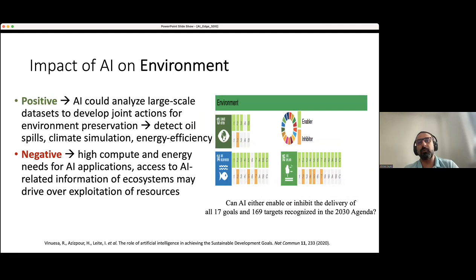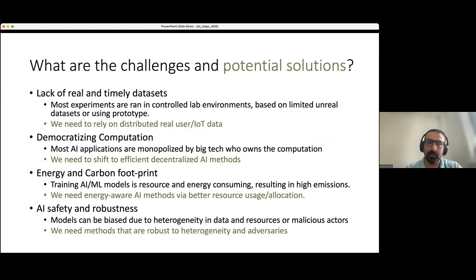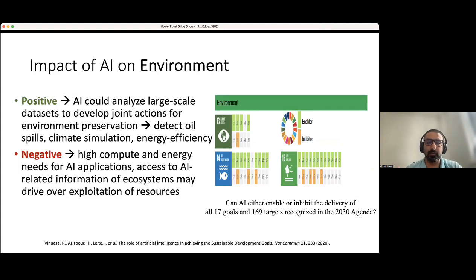And there is also, of course, the impact on environment. So the positive side of AI is that it could analyze large-scale data sets. It's designed to consume data and generate predictions and insights, which can be useful for developing joint actions for environment preservation. Like, for example, detecting oil spills, climate simulation, energy efficient systems. All of this can be developed via AI solutions.